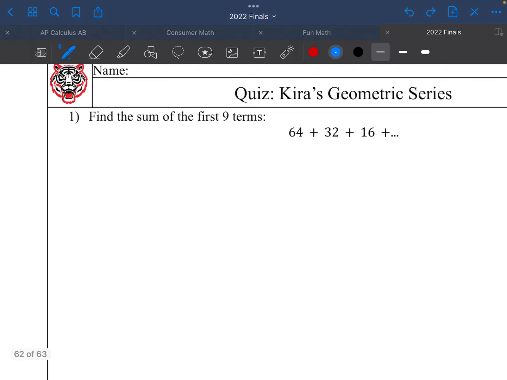So here's your formula. Your sum is equal to the first term times this fraction. And this fraction is going to be 1 minus the, I'm going to call it the multiplier, to the power of, I'll call it the number of terms, and then all over 1 minus the multiplier.